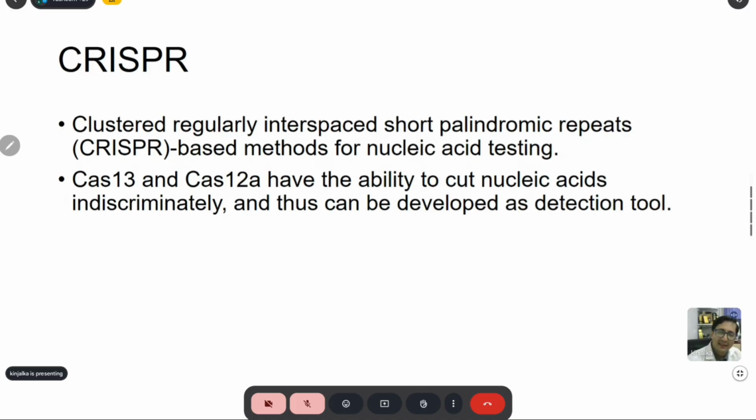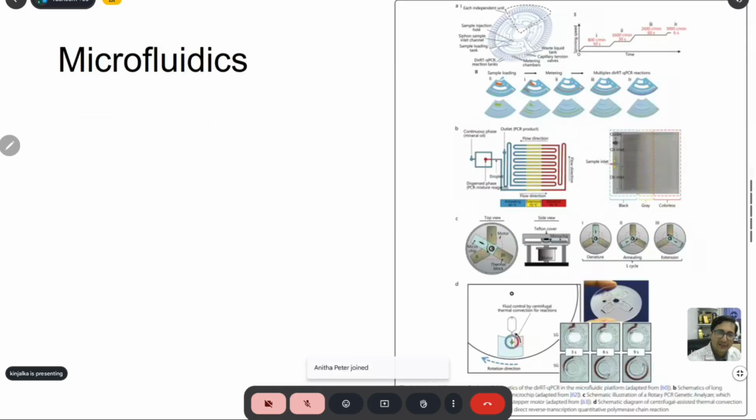It is more than a detecting tool. It is also used as an editing tool. You may have heard of CRISPR, especially during the SARS COVID pandemic.